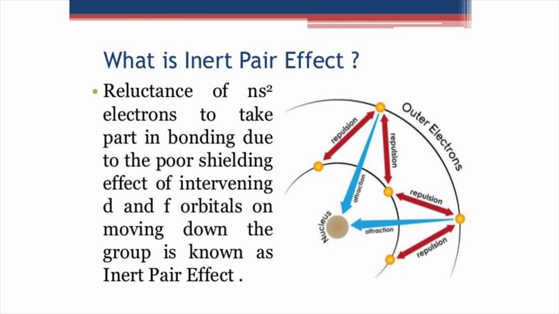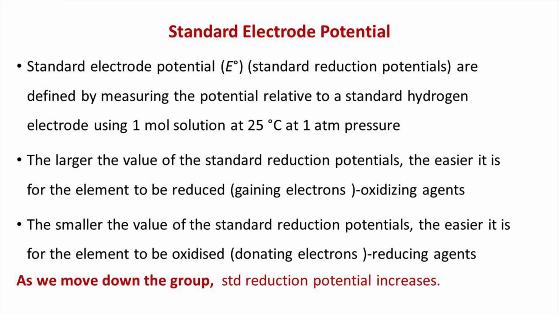The next general property is standard electrode potential. The standard electrode potentials are defined by measuring the potential relative to a standard hydrogen electrode using 1 mole solution at 25 degrees Celsius at 1 atmosphere pressure. The larger the value of the standard reduction potential, the easier it is for the element to be reduced by gaining electrons. These are oxidizing agents.